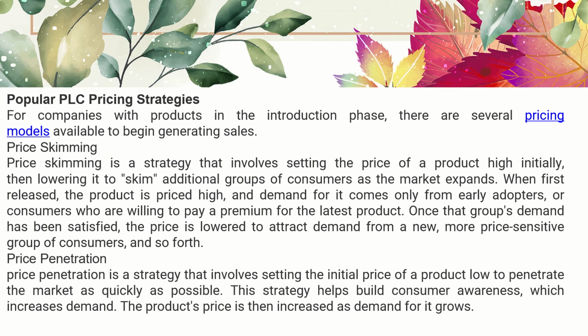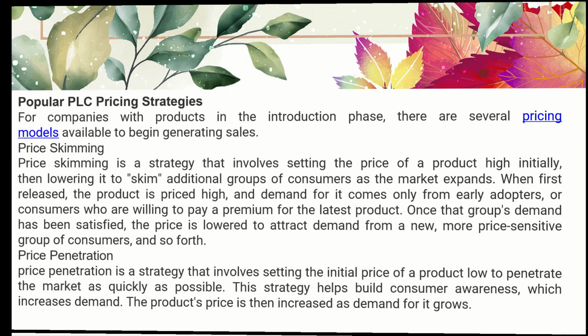So, understanding there are popular product life cycle pricing strategies. Going with price skimming. This is a strategy which involves setting the price of the product high initially and then lowering to skim additional groups of consumers as the market expands. Price penetration. This is a strategy that involves setting the initial price of the product low to penetrate the market as quickly as possible. The strategy helps to build the consumer awareness which increases demand.